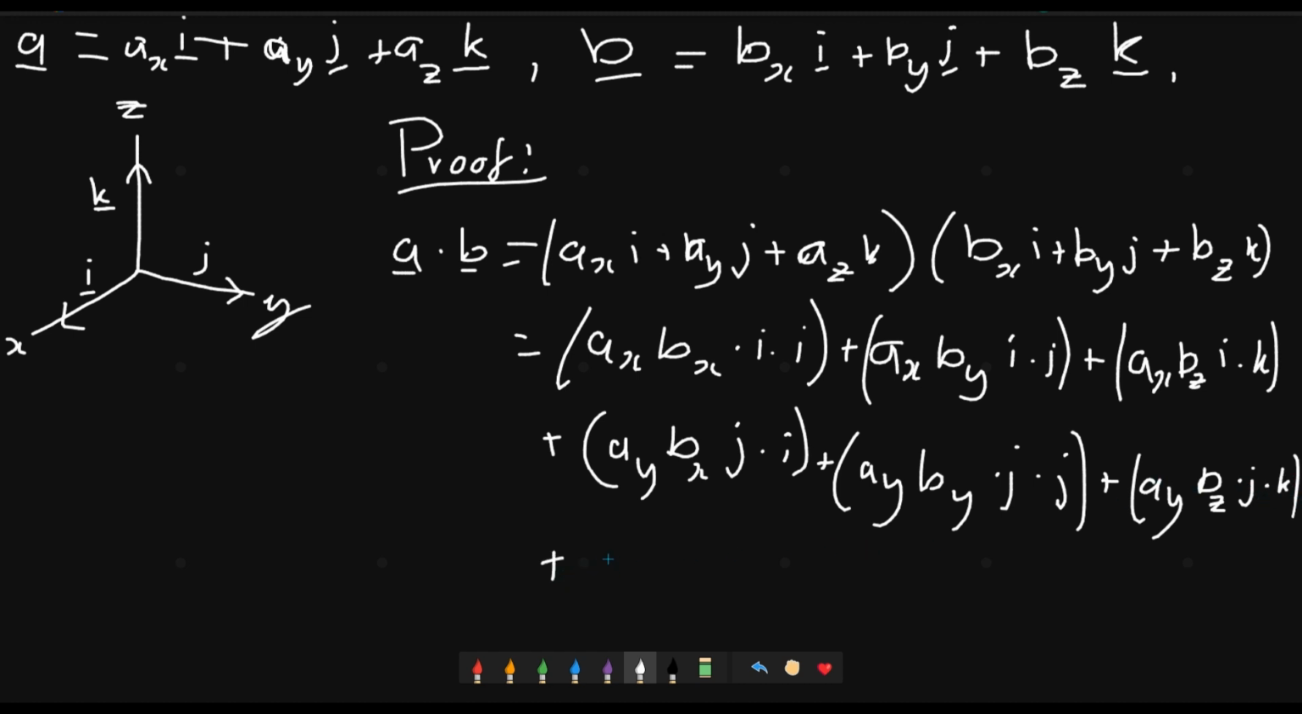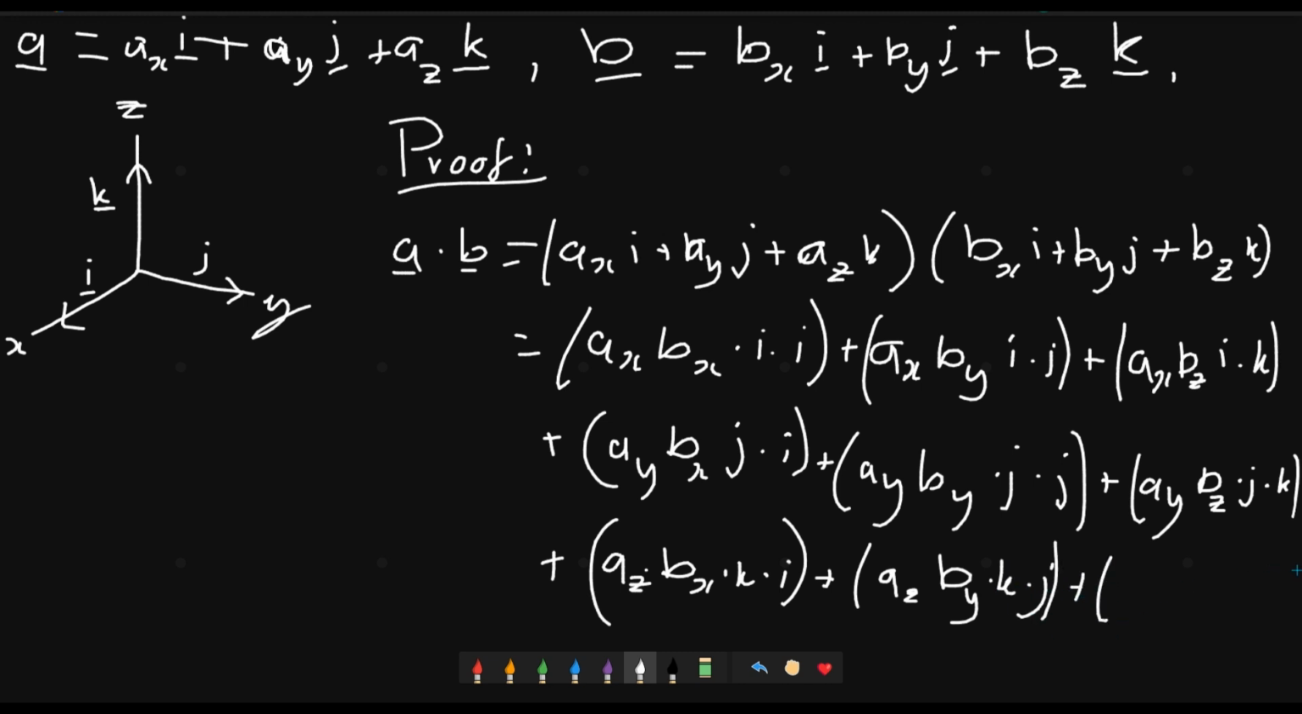Okay, so now I have 3 more. We just have A sub Z times B sub X times K times I, plus A sub Z times B sub Y times K times J, and finally plus A sub Z times B sub Z times K and times K.